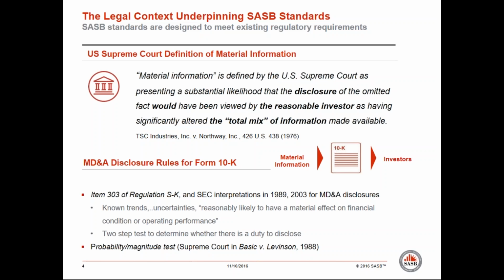So we start with the pillar of SASB's work, which is the U.S. Supreme Court definition of materiality to a U.S. investor. And just to briefly recap that here, that definition is whether the exclusion of a fact would have affected the total mix of information available to that investor for decision making. It's not a positive framework. It's actually, if that fact is omitted, then that's the test. And these are issues that are known to be reasonably likely to have a material impact on financial condition or operating performance going forward.